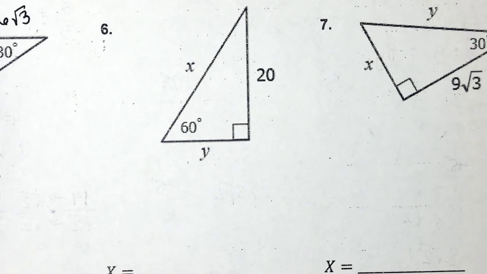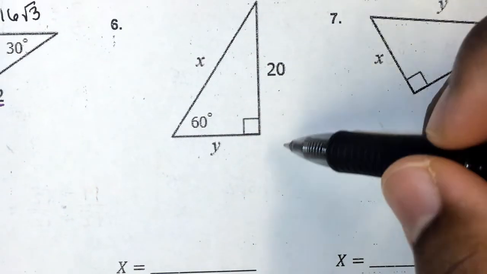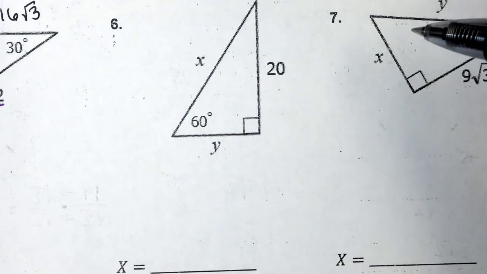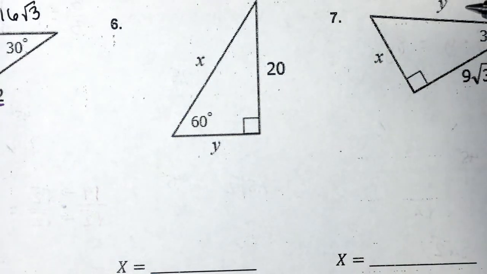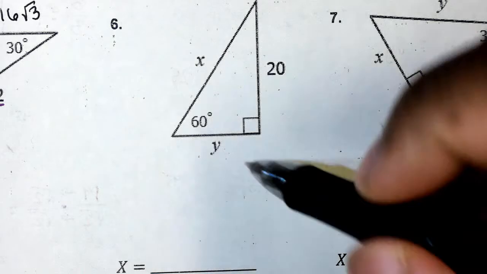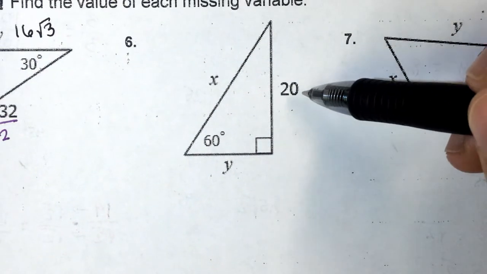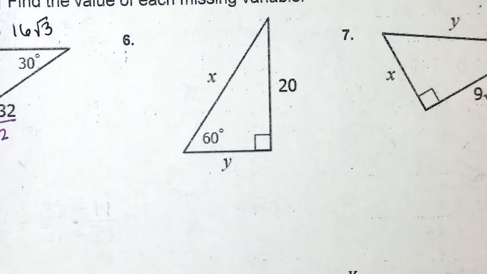Number 6. Jeremiah, let's go. Jeremiah, they want X and Y. They gave us which side though, with 20 on it? Long leg, okay. So what you gonna find first? Good. Even though the X is up here, there's no way to go directly from long leg to hypotenuse. I told you everything goes through the shorter leg. You need to get the shorter leg first.